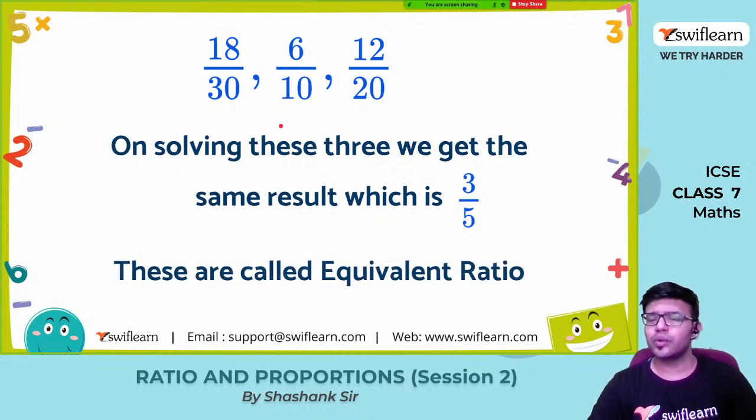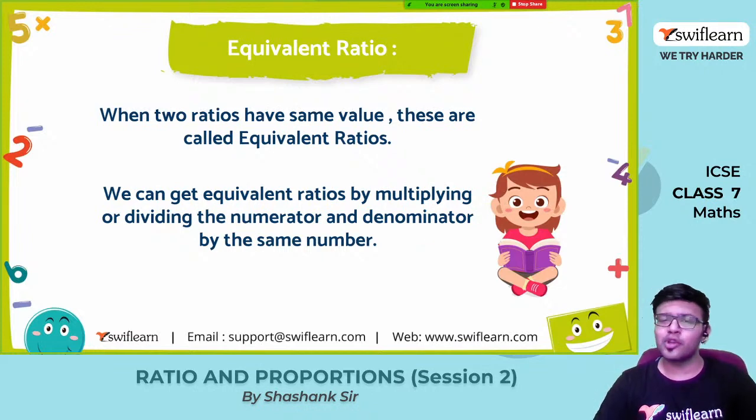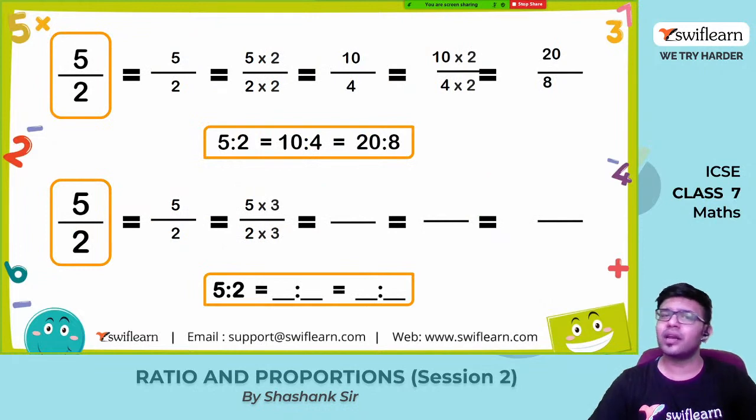What is an equivalent ratio? When you simplify the given ratios and if you get the same answer, that is an equivalent ratio. When two ratios have the same value, they are called equivalent ratios. We can get equivalent ratios by multiplying or dividing the numerator and denominator by the same number. Suppose there is any fraction, if you multiply the numerator and denominator by the same number, or divide the numerator and denominator by the same number, you get an equivalent fraction.